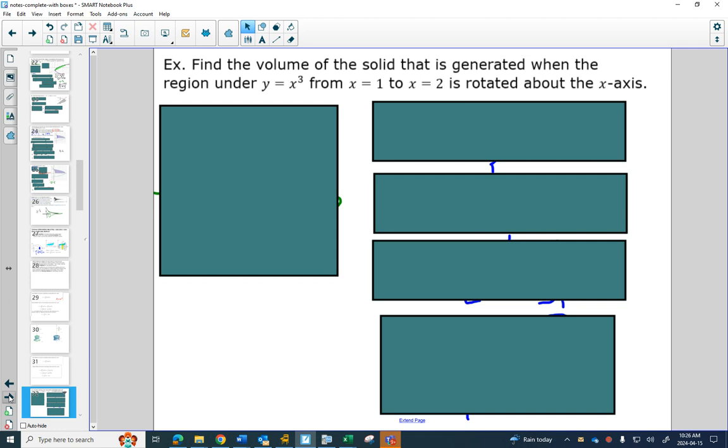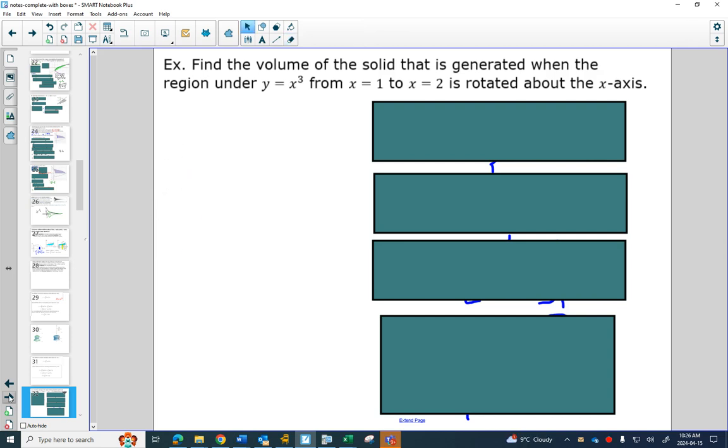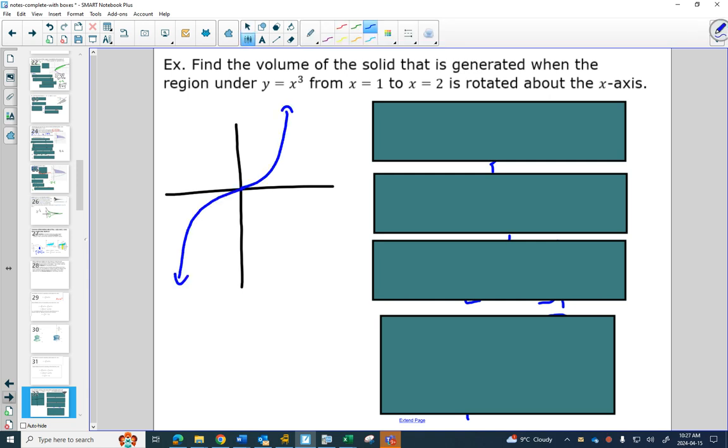So find the volume of the solid that is generated when the region under the x cubed graph from 1 to 2 is rotated about the y axis. So first of all, I'll show you how I go about drawing this. I would take my x cubed graph to start. I want to rotate it from 1 to 2. So I would know that I have the point 1, 1, and up here 2, 8.